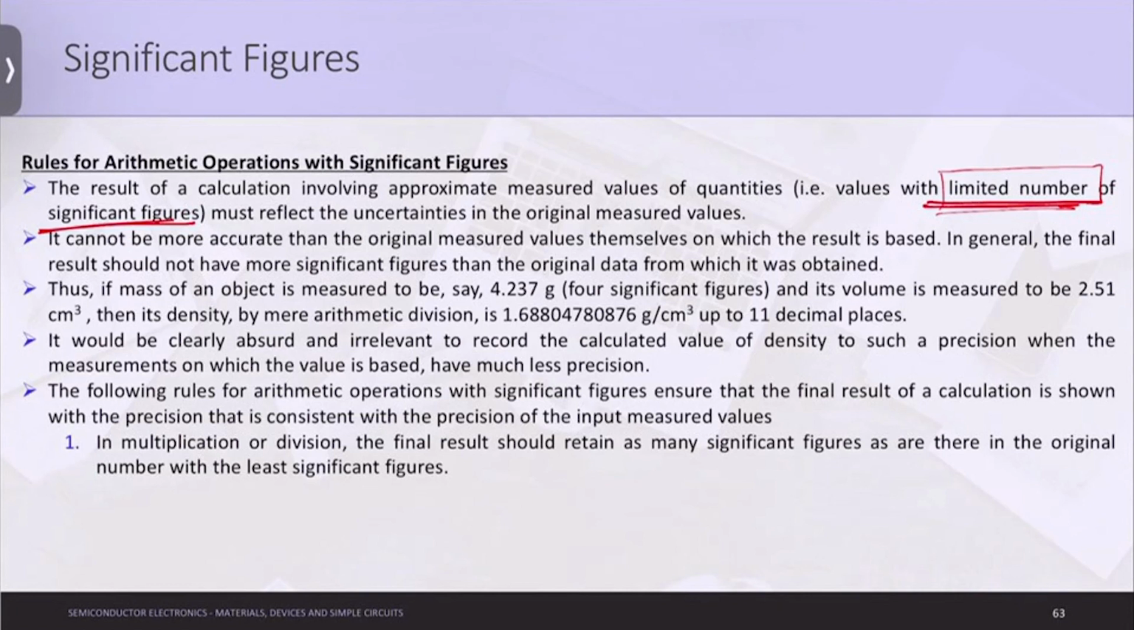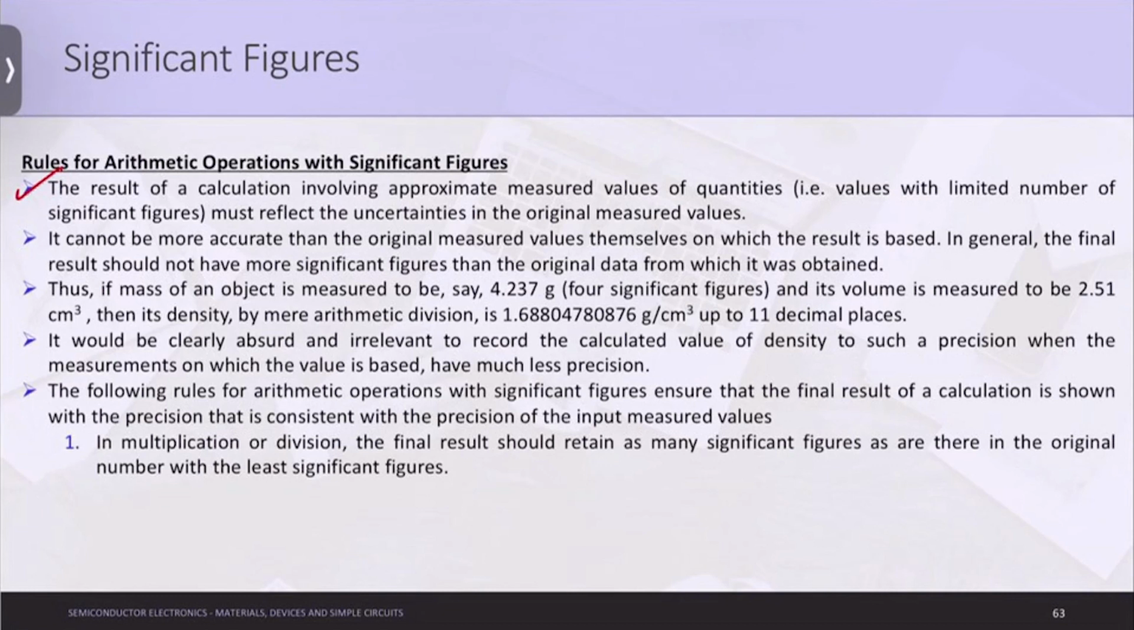Fine then, so this thing is done. Let me iterate again. The result of a calculation involving approximate measured values of quantities, that is the values with limited number of significant figures, must reflect the uncertainties in the original measured values. Quite evident. It cannot be more accurate than the original measured values themselves on which the result is based. In general, the final result should not have more significant figures than the original data from which it was obtained.